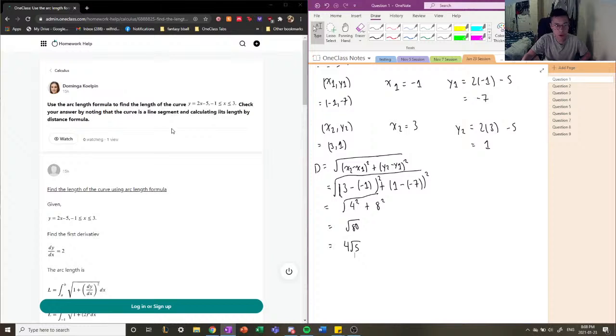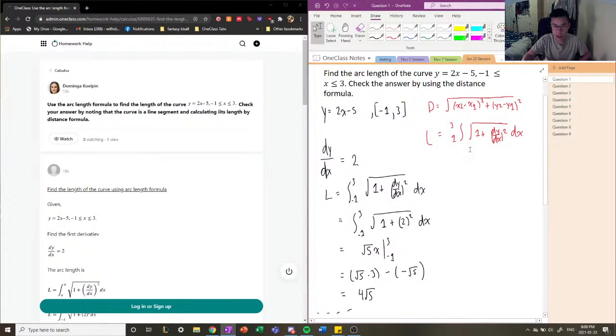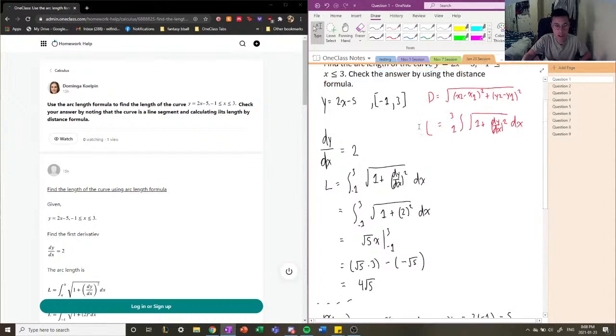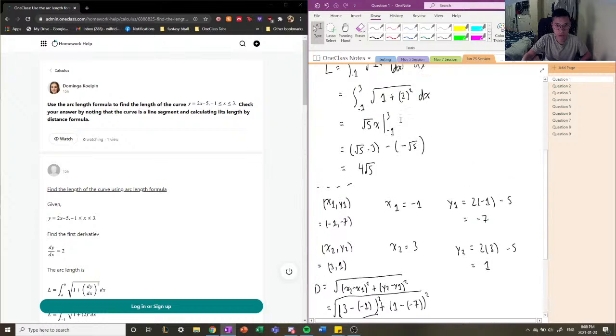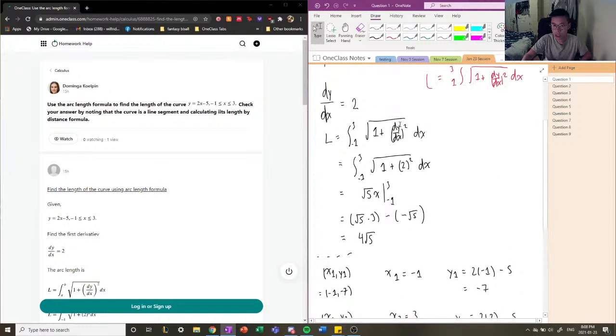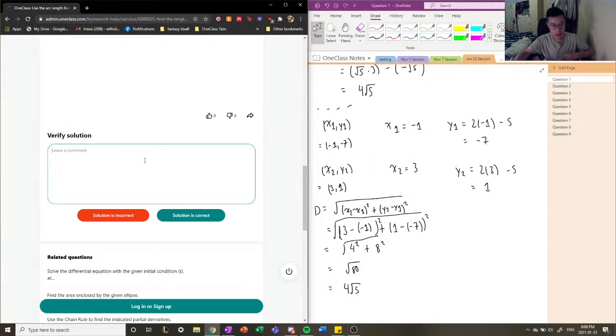So 2 more important things to note. When you're calculating the arc length of a curve, you need to make sure that you have a definite boundary for your curve. So here we have -1 to 3. And the other thing is that you need to make sure that your derivative is continuous and that it exists. If your derivative doesn't exist at that point, then you can't calculate the arc length of your curve. But other than that, this solution is correct, and we can move on.